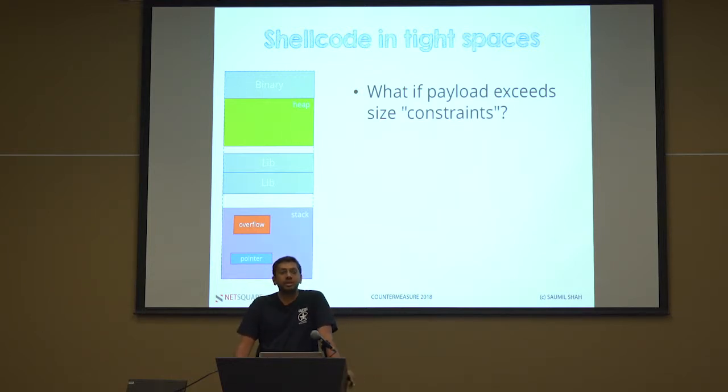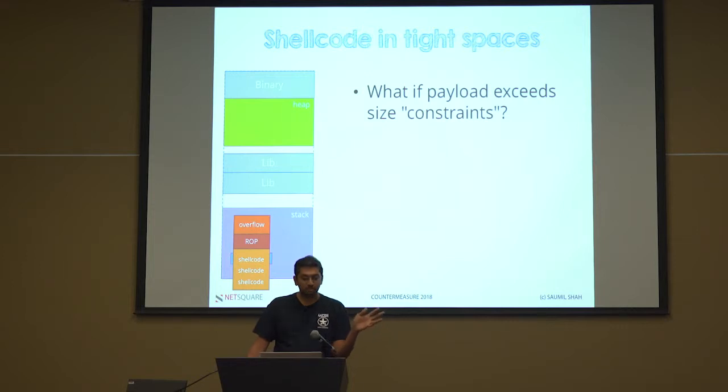So you're going to attack it. You're going to overflow this thing. You're going to put in your ROP chain. The ROP chain will basically do the fancy stuff and bypass data execution prevention, making the stack executable. And then you have your shellcode. But what happens if the shellcode is too long?